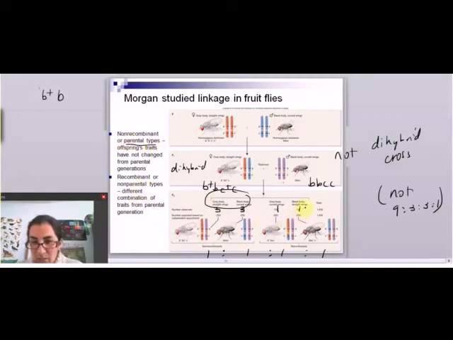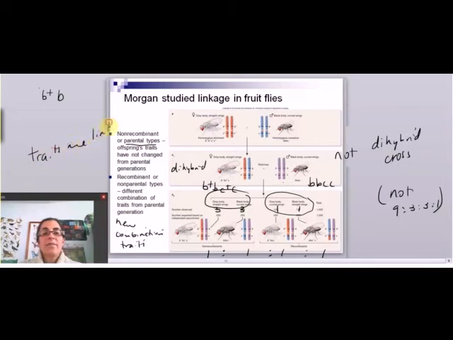They still had a small number of these ones. There weren't very many of them. The gray body with the curved wing, the black body with the straight wings, these are called the recombinant or non-parental types. They're the new combination of traits. So again, his conclusion is that the traits are linked. They are on the same chromosome.